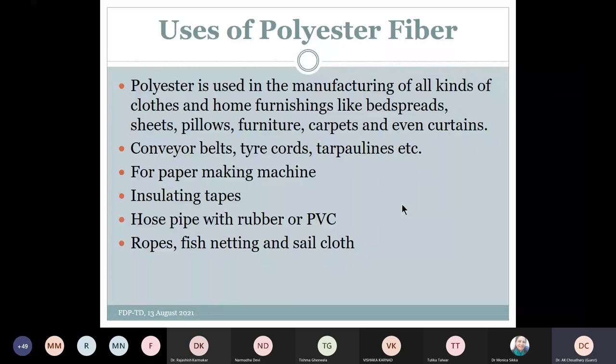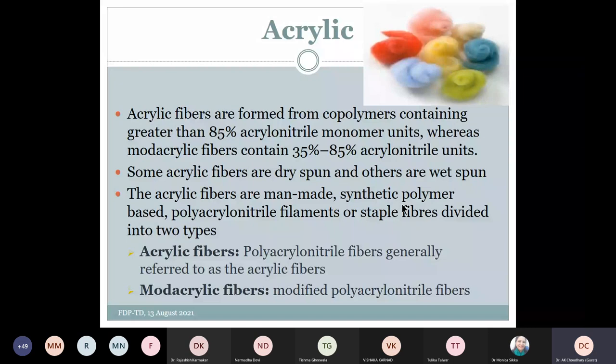Now acrylic. Acrylic is normally produced by spinning, and acrylic based products are used for warming and insulating the human body, which is why acrylic based garments or fabrics are used for winter garments. The chemistry of this fiber is acrylonitrile monomers, 35-85% acrylonitrile, and some acrylic fibers are dry spun and others are wet spun.